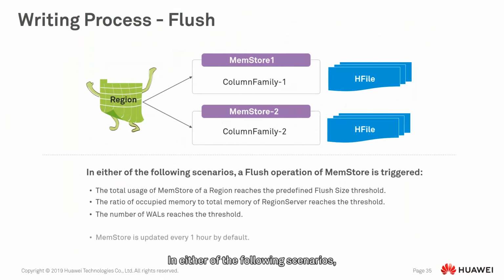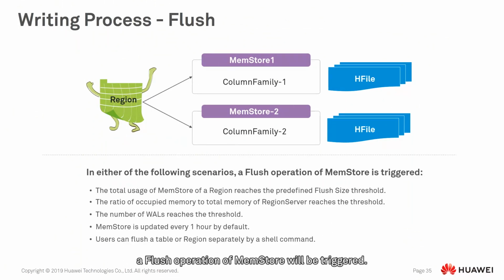In either of the following scenarios, a flush operation of the memstore will be triggered. Flush is a process to persist data from memory to disk. Once flushing, the memstore of the whole region flushes. That's why the number of column families should not be too many.